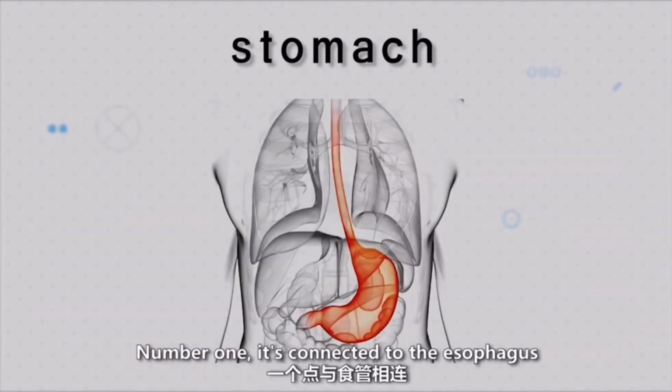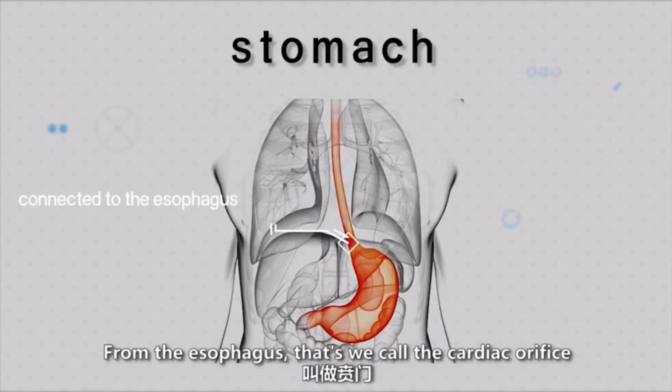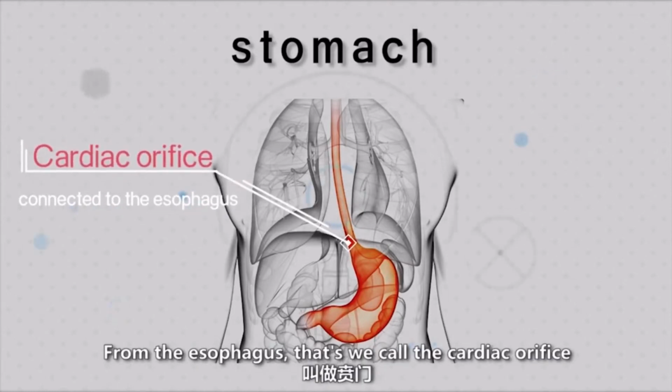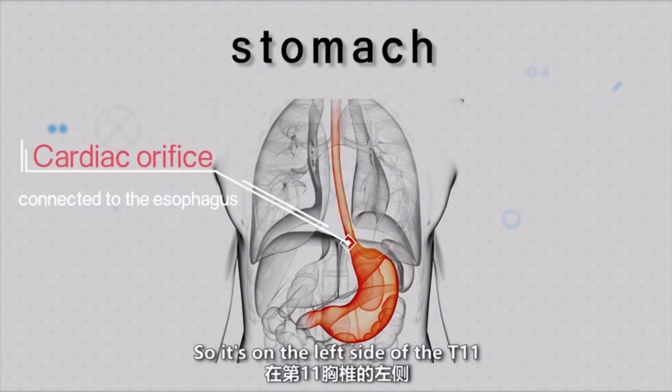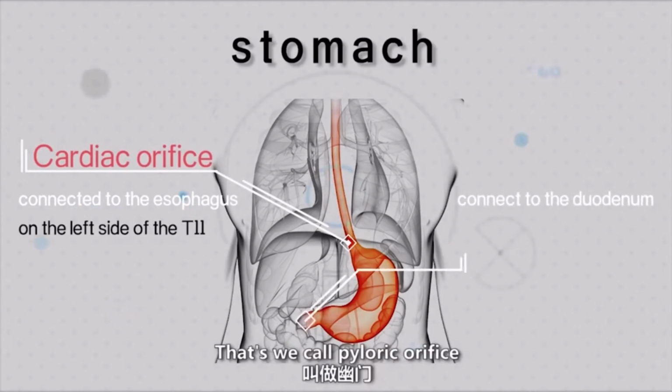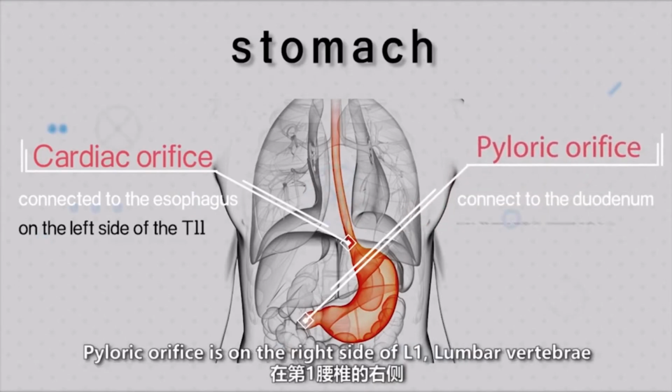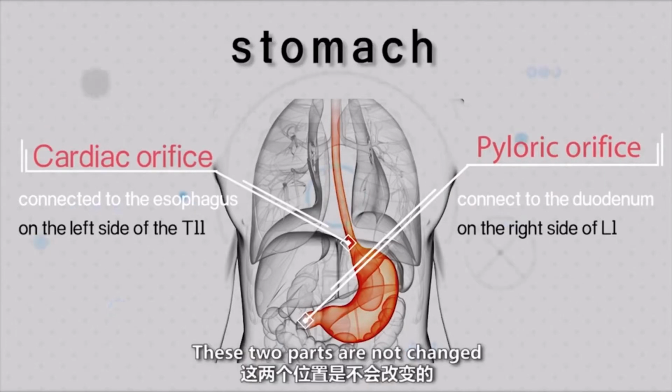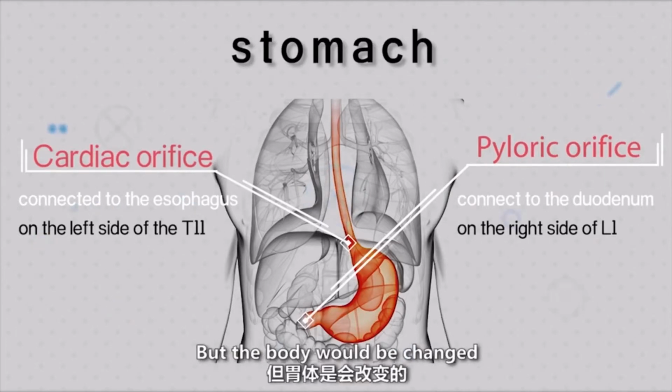So number 1, it's connected to the esophagus. From the esophagus, that's what we call the cardiac orifice. It's on the left side of T11. Then another part connects to the duodenum. That's what we call the pyloric orifice. The pyloric orifice is on the right side of L1, the lumbar vertebra. So these 2 points didn't change, but the body would be changed.